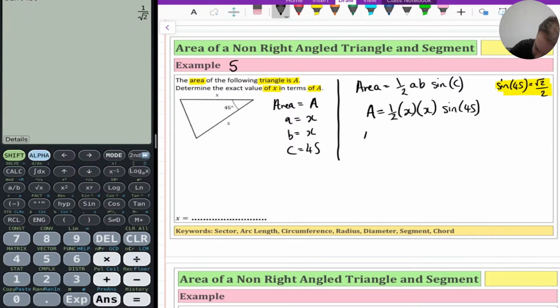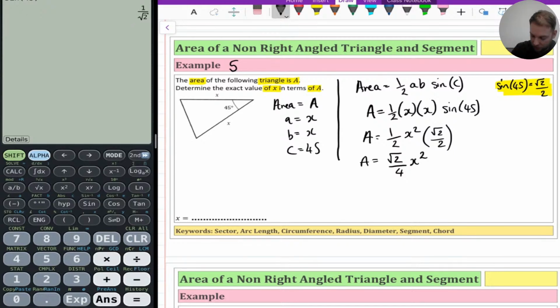So A is equal to a half. Now, x times x is going to be x squared. So let's put x squared there, times sine of 45, which we know is root 2 over 2. So this is equal to, now I need to times that number, so it's going to be 1 times root 2, which is root 2, and 2 times 2 on the bottom is going to be 4. And this is times x squared. Okay, we're getting there now.